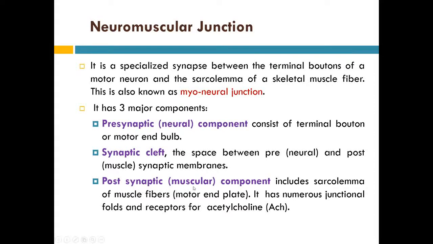What is the postsynaptic or muscular component? That includes the sarcolemma of the muscle fiber, and it is also known as the motor end plate. It has numerous junctional folds and receptors for the binding of acetylcholine. So the neuronal component is the motor end bulb, there is a space after that called the synaptic cleft, and then there is the muscular component, known as the motor end plate. Motor end bulb, synaptic cleft, motor end plate.